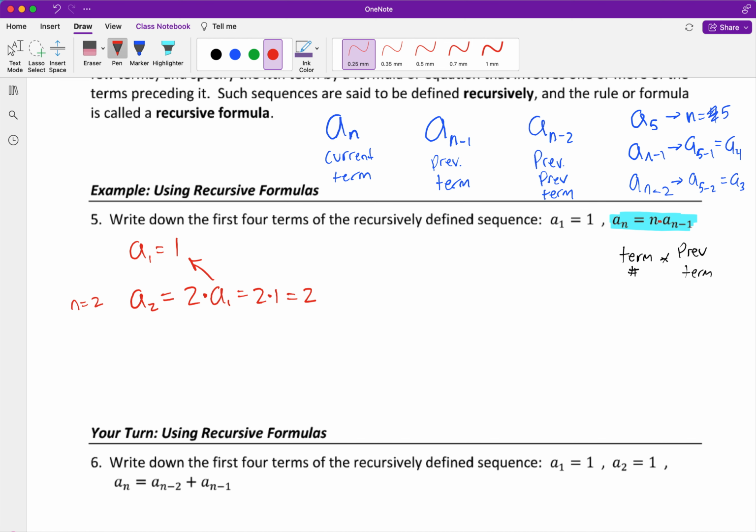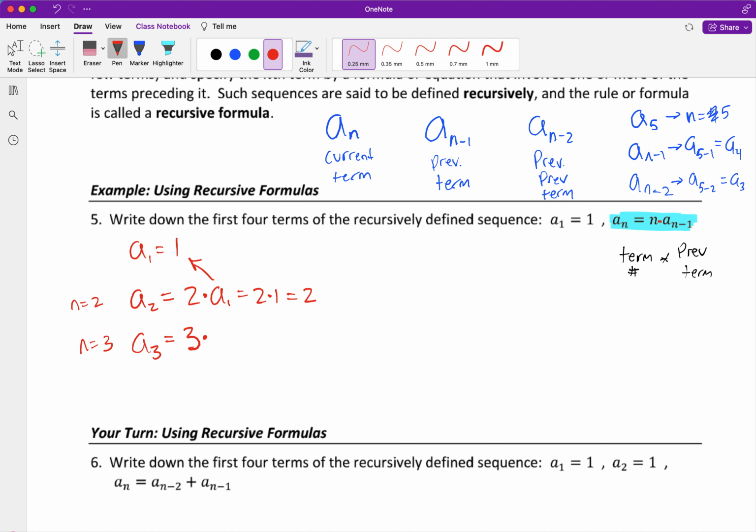And now your brain might be saying, hey, when n was 1, it equaled 1. When n was 2, it equaled 2. So is that going to happen when we do A3, where we're officially saying that n equals 3? Let's find out. Our term number is 3. And then if I'm doing a sub n minus 1, n is 3.